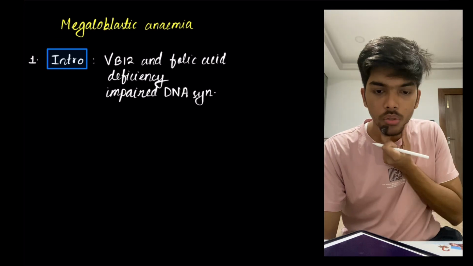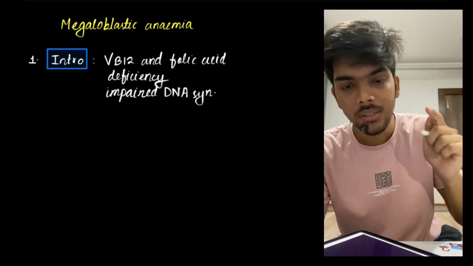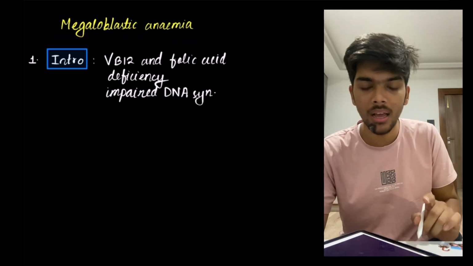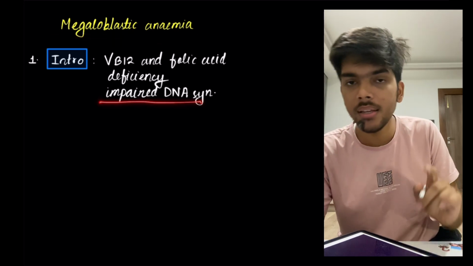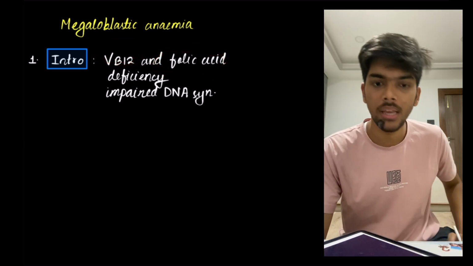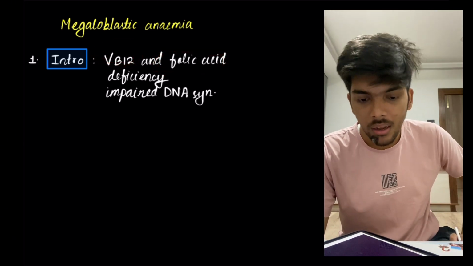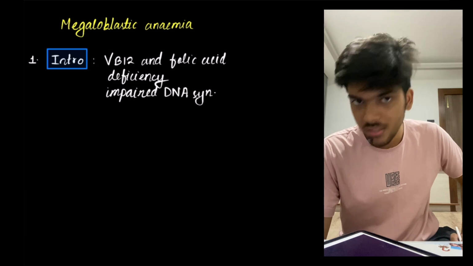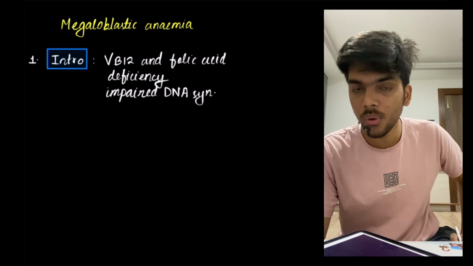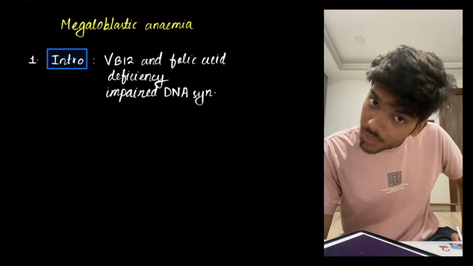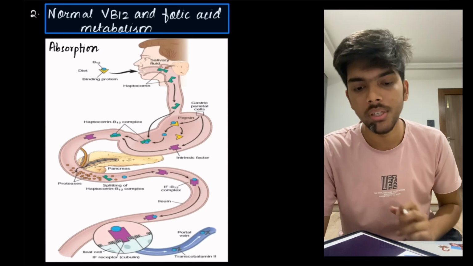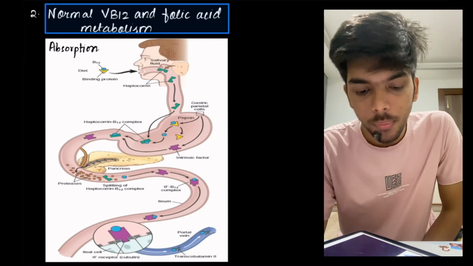Okay, so finally, let's get into the anemia, starting off with the introduction. In megaloblastic anemia, there is impaired DNA synthesis due to deficiency of vitamin B12 and folic acid. In order to understand how exactly DNA synthesis is impaired, first we need to understand how exactly vitamin B12 and folic acid are responsible for the formation of DNA. Basically, their metabolism. Starting off with absorption.